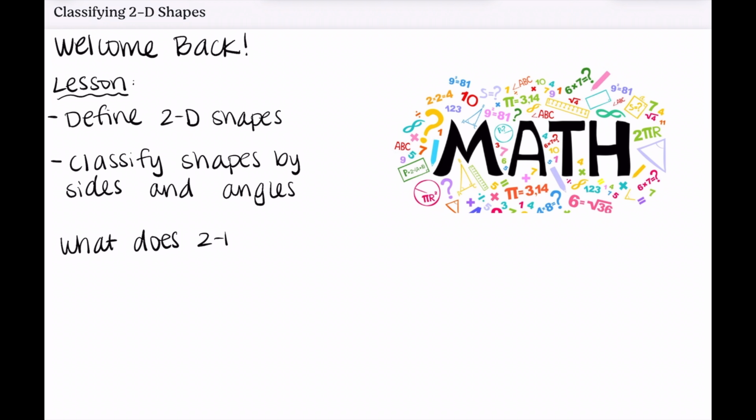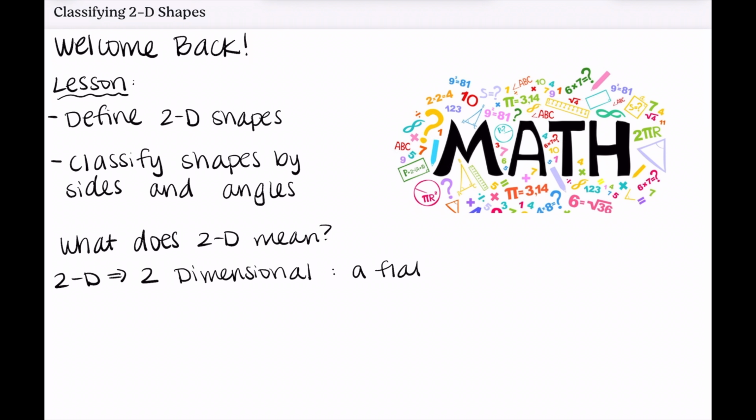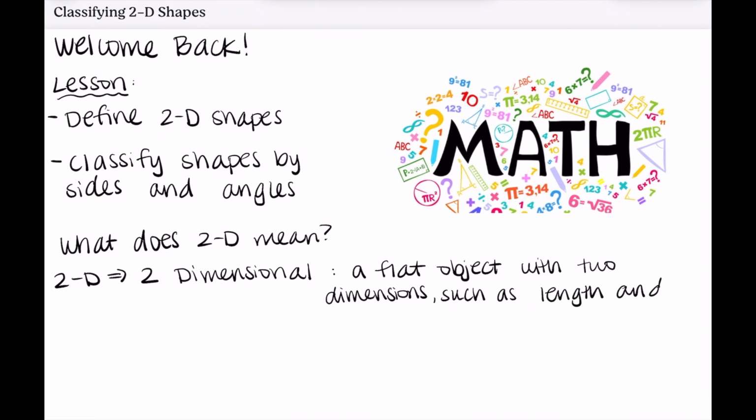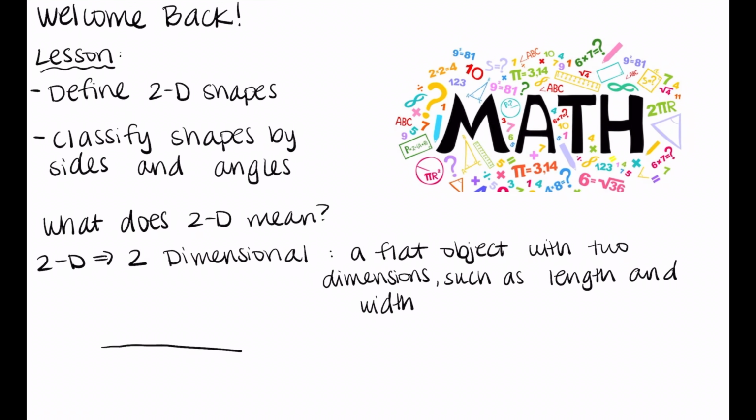So first off, I know I'm using an abbreviation. What does 2D mean? So 2D stands for two-dimensional. And something that is two-dimensional, the definition would be a flat object with two dimensions. So for example, height and length, right? Or another example could be length and width. Flat just means that it doesn't have three dimensions, right? You can't hold it, it doesn't have any type of width. So that would be the definition of a two-dimensional object.